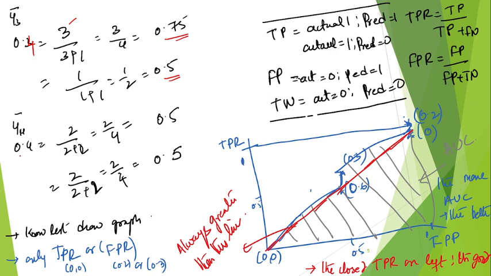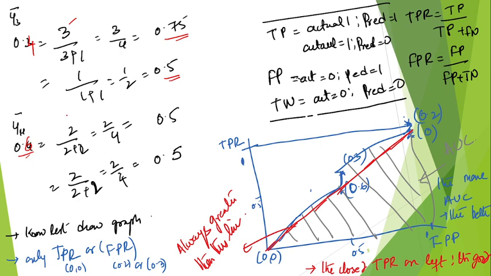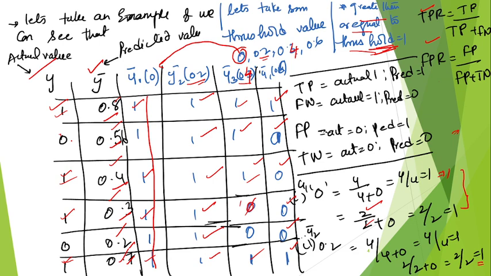Let's go to the point 0.6. This becomes 1, this becomes 0, and this is less than 0.6, so this becomes 0. This becomes 0, this becomes 0, and that is greater, so that becomes 1. So what is TP? Actual 1, predicted 1. Then it's 2. We have got 2. Then what is FN?